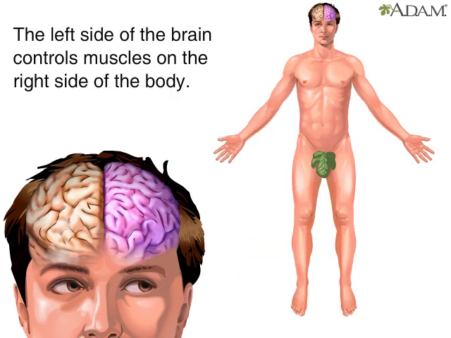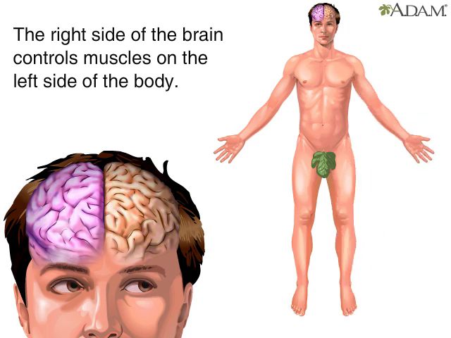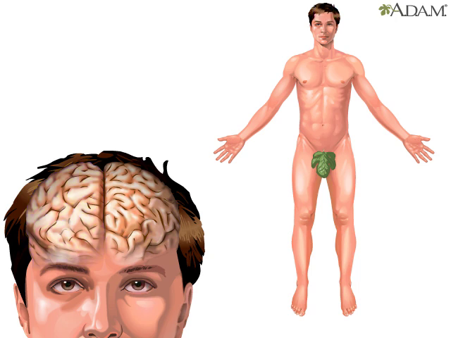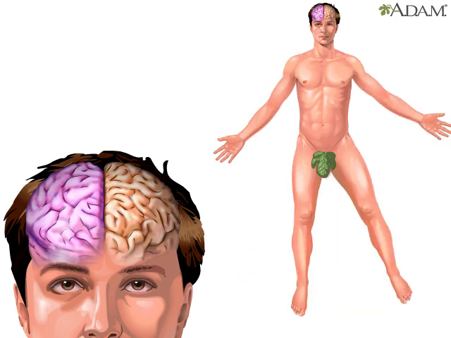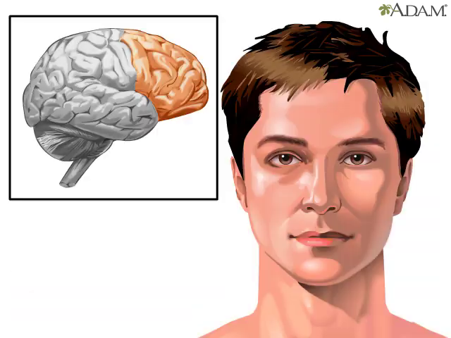Here, the left side of the brain is highlighted to show the control over right arm and leg movement, and the right side of the brain is highlighted to show the control over left arm and leg movement. The left side of the brain controls the muscles on the right side of the body, and vice versa. Voluntary body movements are controlled by a region of the frontal lobe. The brain is shown with the frontal lobe highlighted.